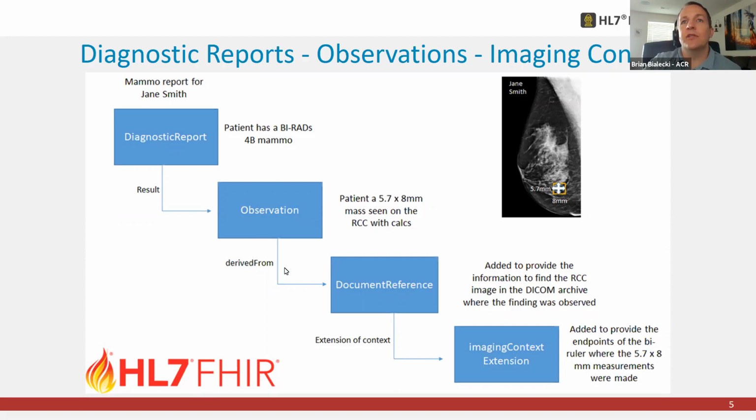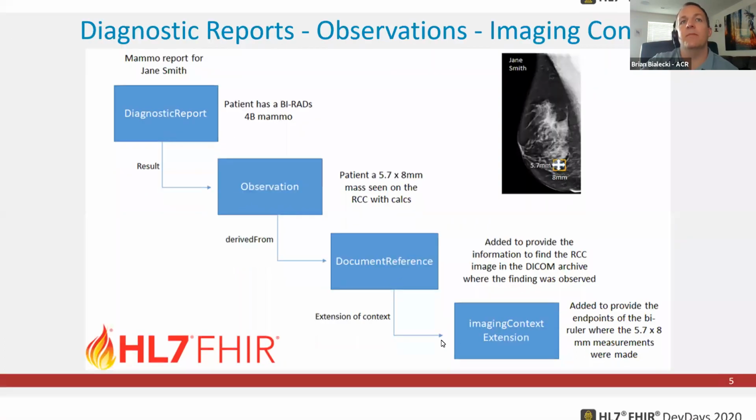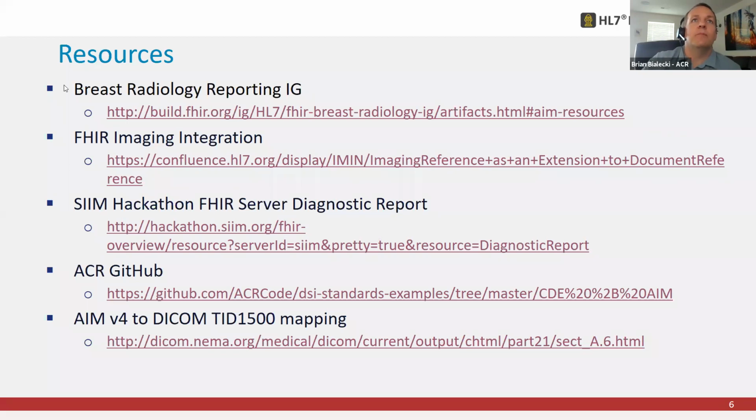So in observation, we say that it has been derived from a document reference. The document reference can actually get me down to that particular image, but it can't actually describe on that image where those endpoints are. So then we created an extension, and that extension now allows me to tell which pixel locations this biruler is on and the endpoints of those particular items. So I built some resources out, and I'll go through those, but I have them listed in the slide so that they could be seen after the session.